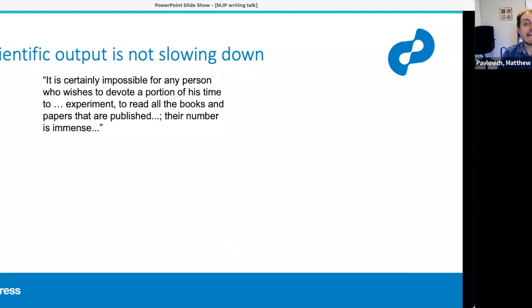If you reflect on that quote for a little bit, it might be something that somebody could say today, right? There are so many papers, so many books being published. And as a researcher, if you also want to do experiments, it's really impossible to keep up with every single paper that's published.